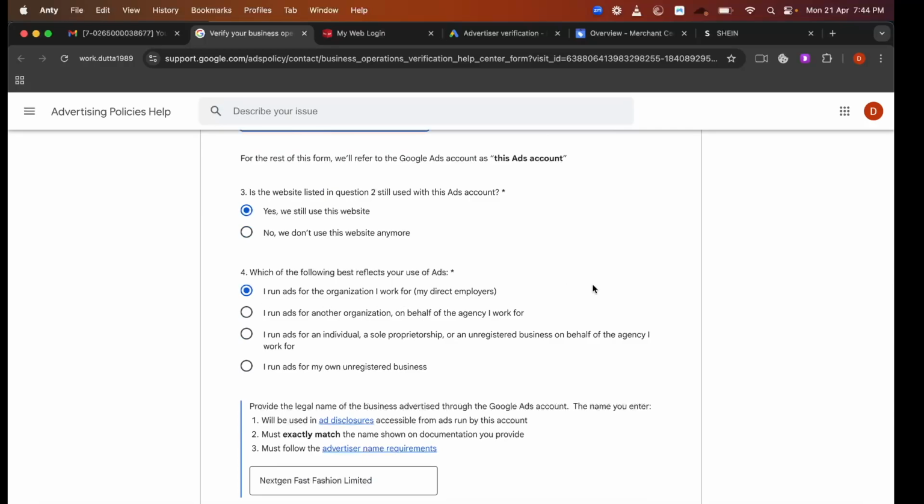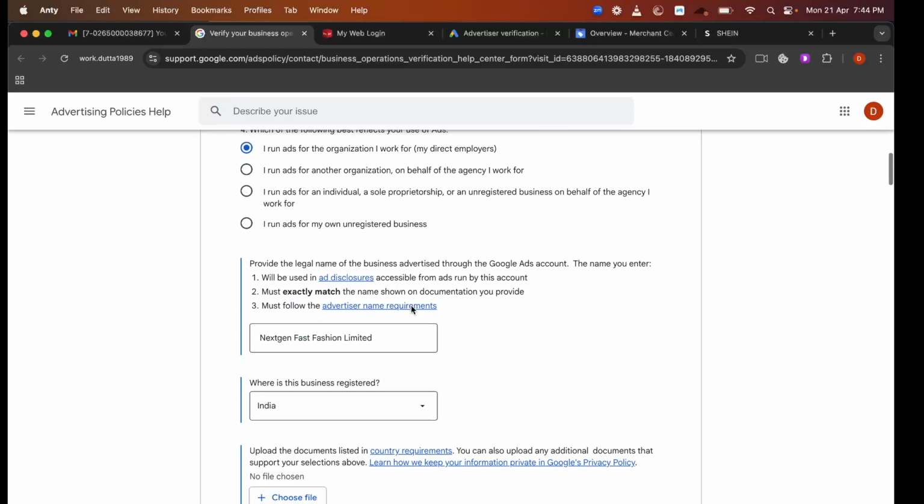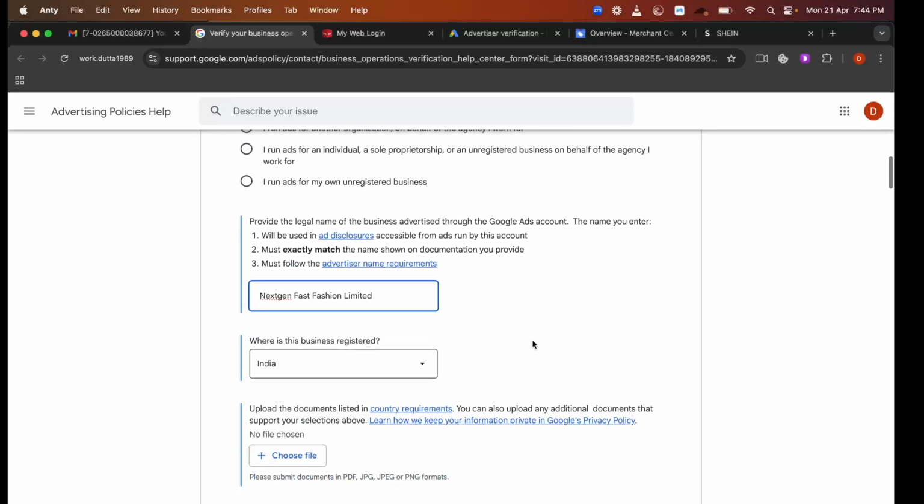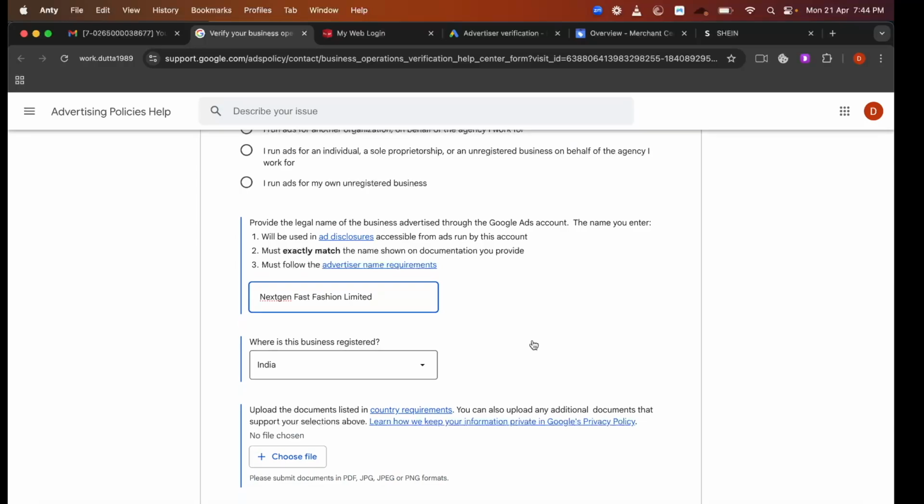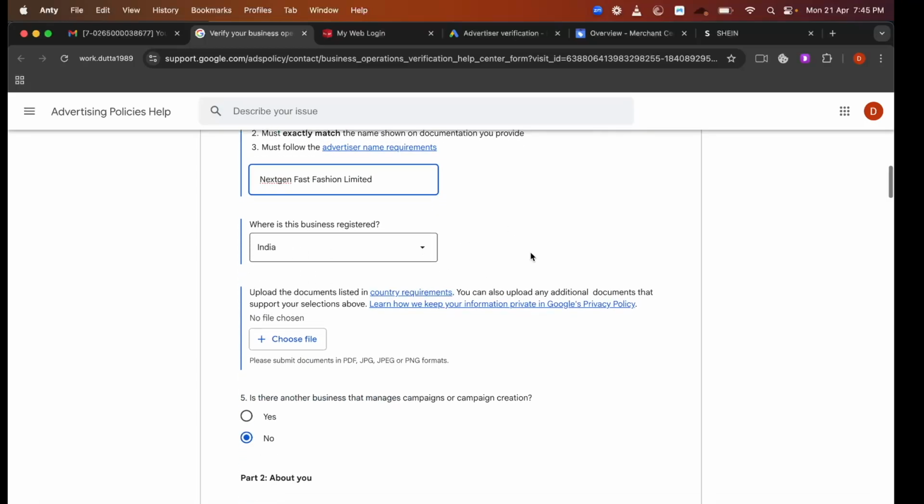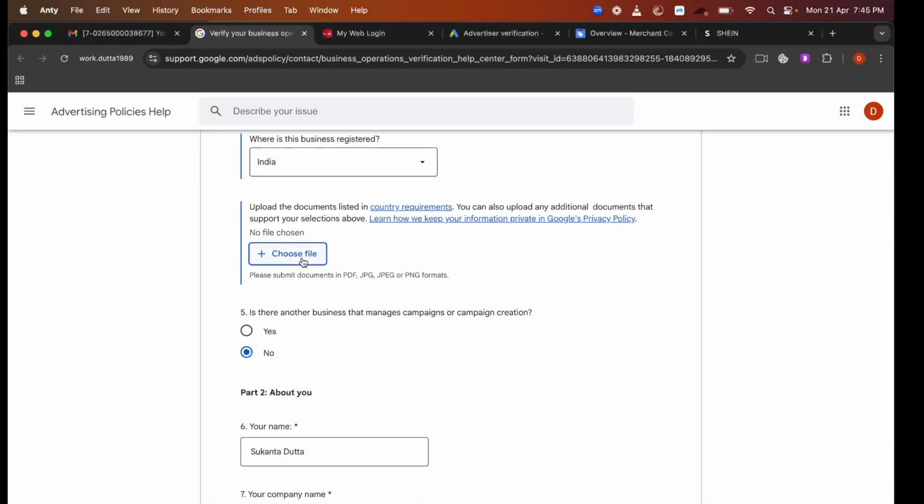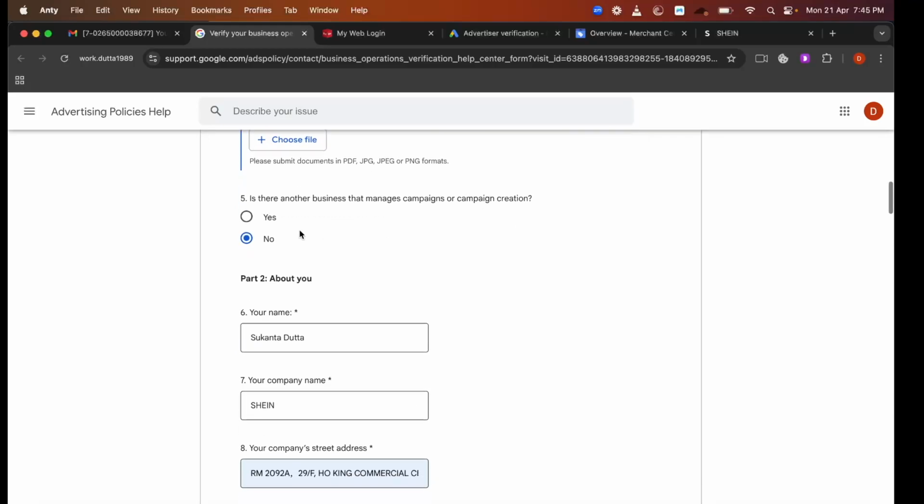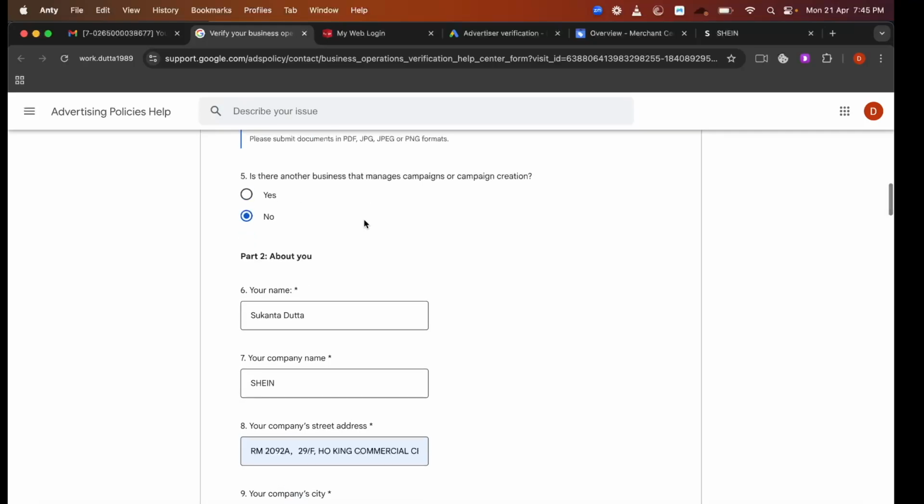So if you are an organization, then you select the option I run ads for the organization I work for. Now you enter the legal name of your company here, not the brand name. Okay, for Shine India, Shine is the brand name and the legal name is Next Gen Fashion, Fast Fashion Limited. Where is this business registered? It is in India. Here you upload the company registration document that was used during the identity verification. Is there another business that manages campaigns or campaign creation? You select the option as no.